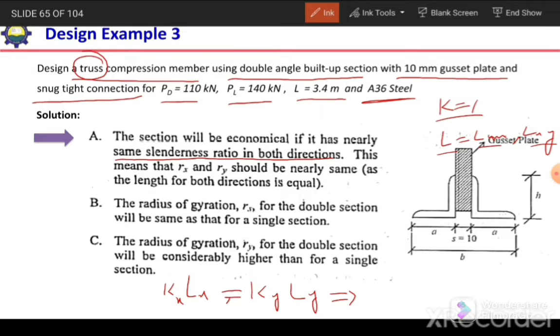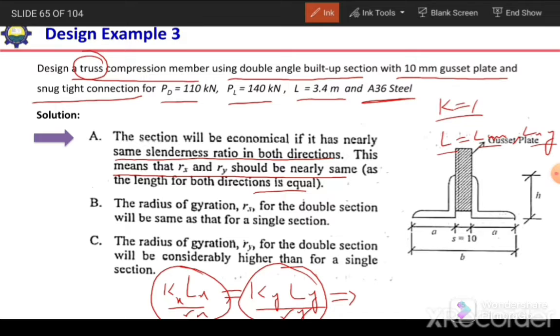The section will be economical if it has nearly same slenderness ratio in both the directions. This means that rx and ry should be nearly the same. So if KxLx and KyLy are the same, rx as well as ry should also be the same to have the same slenderness ratio about x and y axis. As the lengths in both directions are equal, we should have the same or nearly the same radius of gyration in x and y direction.